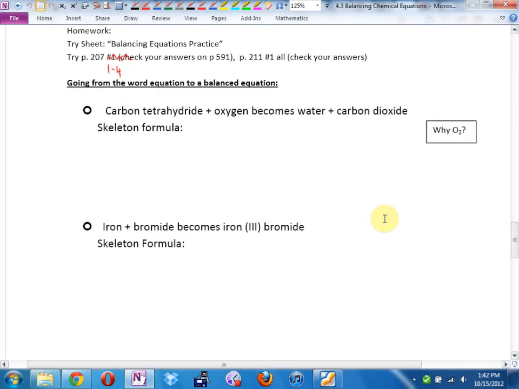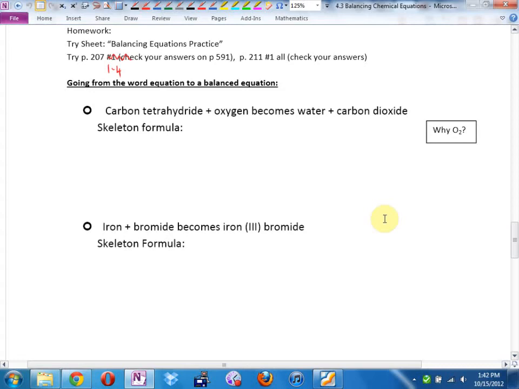Going from the word equation to a balanced equation. It says carbon tetrahydride plus oxygen becomes water plus carbon dioxide. First thing that we need to do is what's called the skeleton formula. This is the unbalanced equation. So the first thing I'm going to write is the formula for carbon tetrahydride.